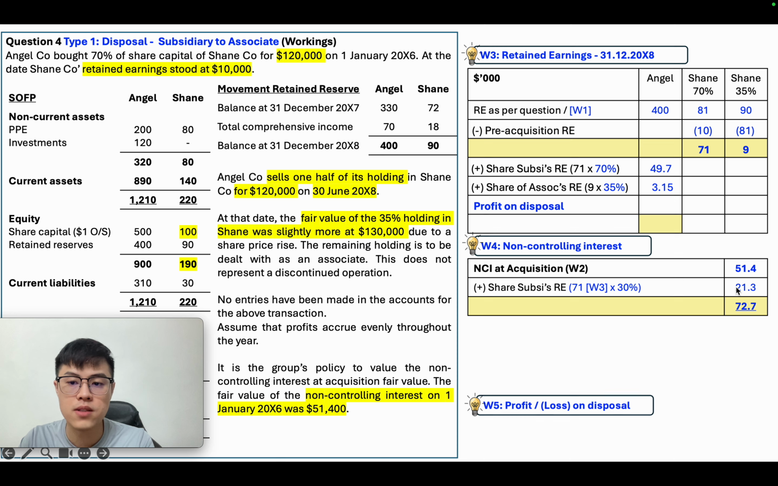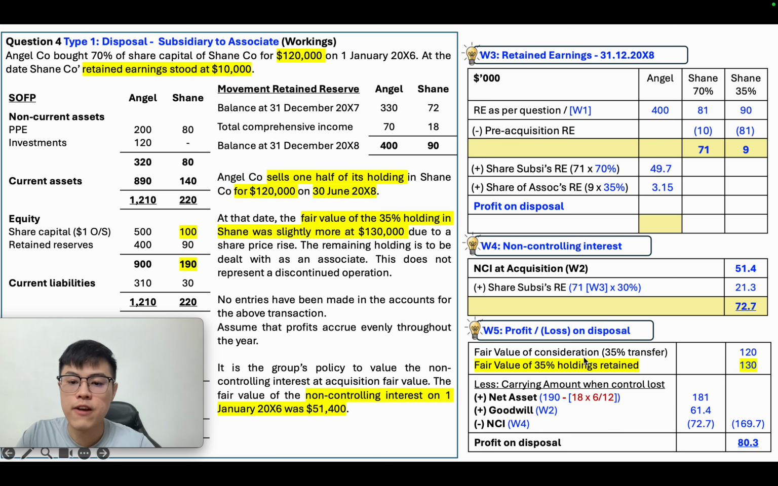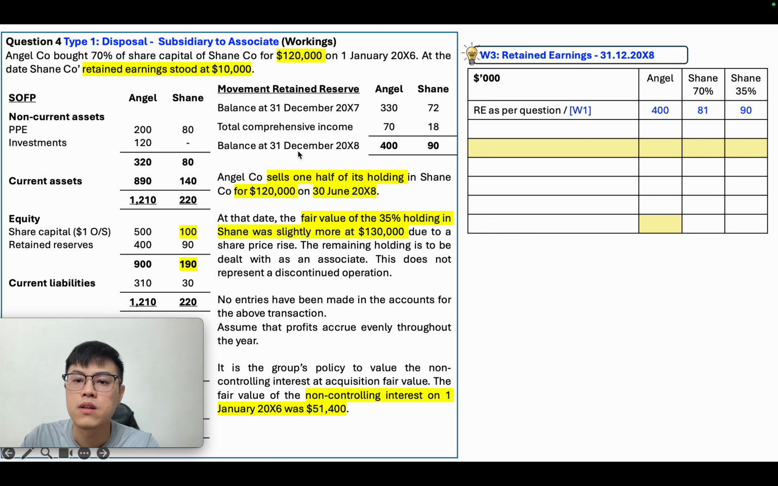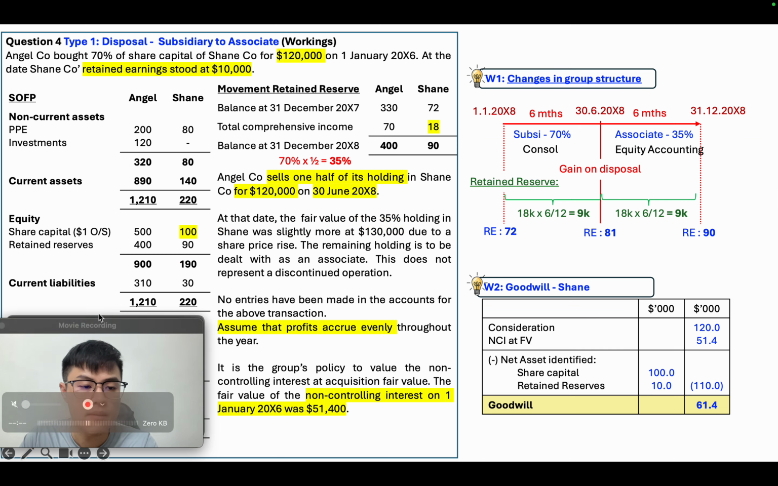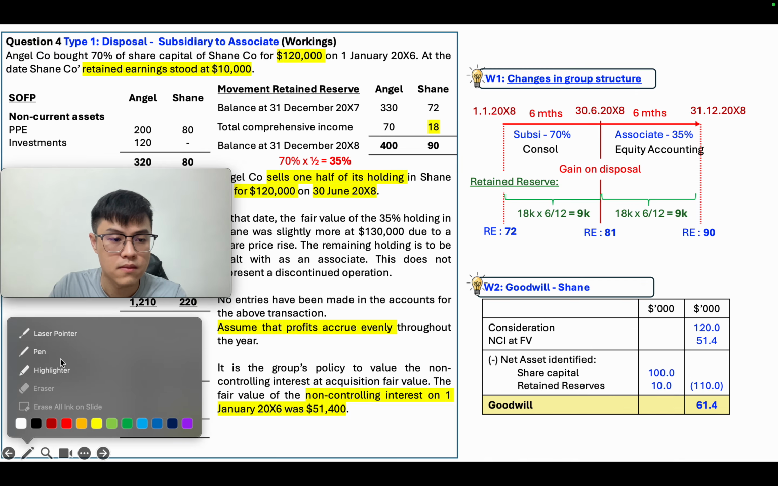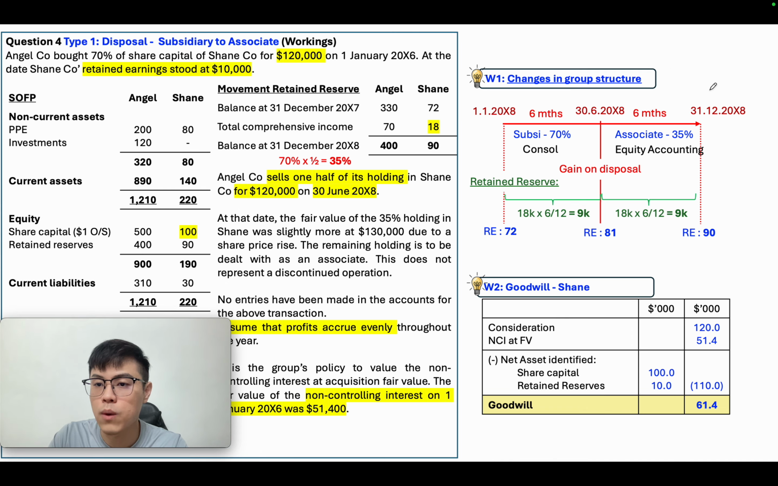So let's calculate profit or loss. For profit or loss, you use the fair value that you receive, 120, and you use the 130 where you retain. So the total value is 250 for your entire 70% holding. We will need to minus the carrying amount of your subsidiary at the date control is lost. So we will use the subsidiary net asset 190, but this 190 is at the year end. We are trying to remove the 190 in here.